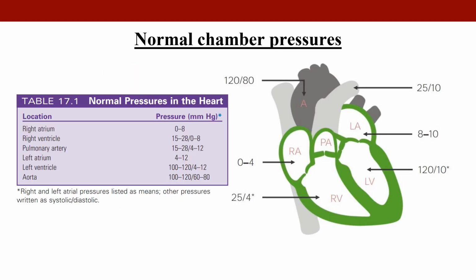In table 17.1 of the chapter are stated the normal chamber pressures. So we have table 17.1, normal pressures in the heart. Right atrium, 0 to 8 millimeters of mercury. Right ventricle, 15 to 28 over 0 to 8 millimeters of mercury. Pulmonary artery, 15 to 28 over 4 to 12 millimeters of mercury. Left atrium, 4 to 12 millimeters of mercury. Left ventricle, 100 to 140 over 4 to 12 millimeters of mercury. Aorta, 100 to 140 over 60 to 80 millimeters of mercury.